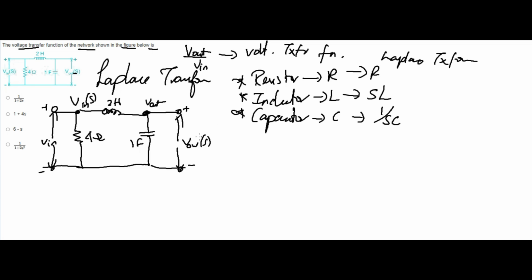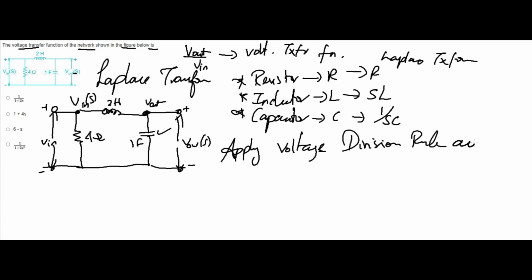Now we have to find V out divided by V in. For that, we have to apply the voltage division rule. Mainly we have to find it across the capacitor, because then you will get V out by V in. You can do it with the inductor also, but here V out is available with respect to the capacitor only. So we just do the capacitor.